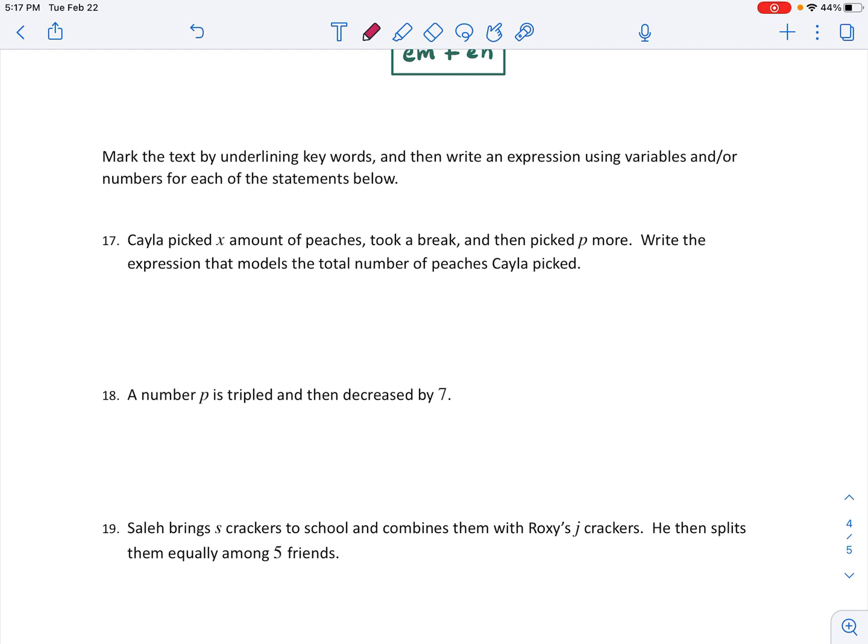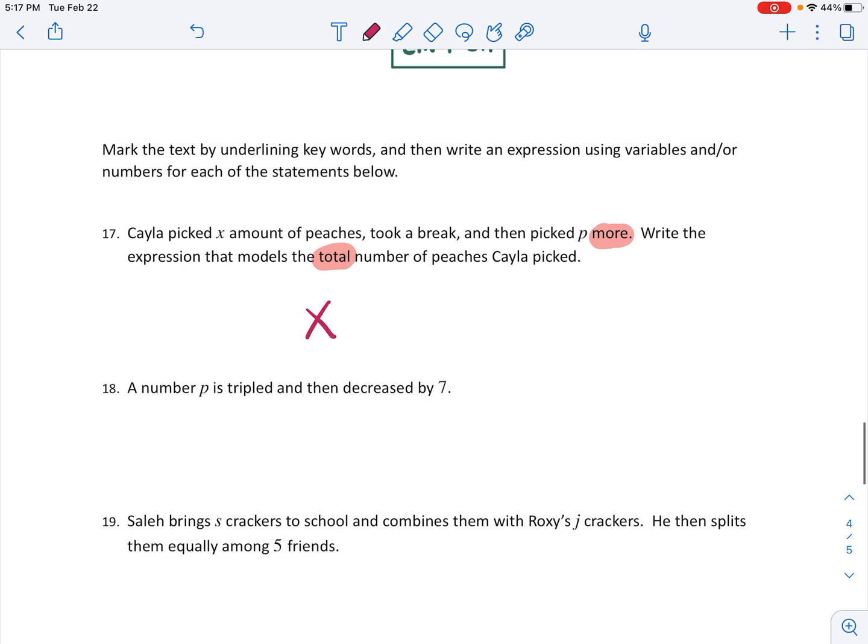So Kayla picked X amount of peaches, took a break, and then picked P more. The keyword here is more. Write the expression that models the total number of peaches Kayla picked. So more and total is telling us to add, so we are adding X plus P, and that is our answer.